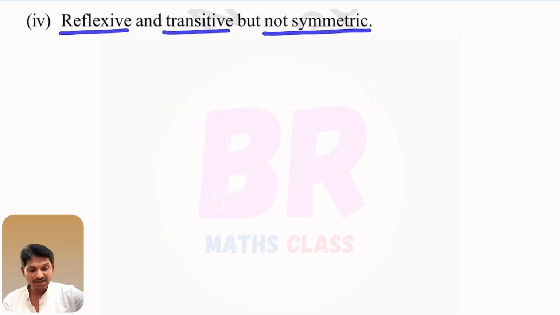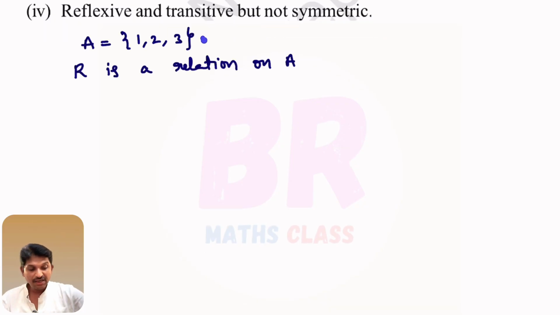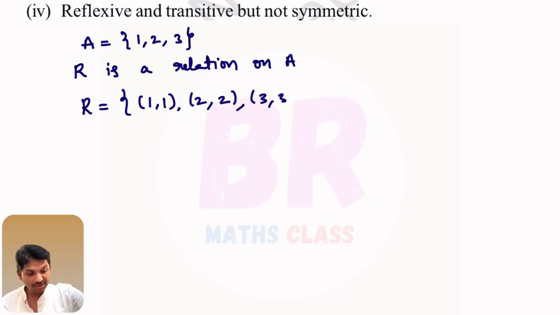Give an example of a relation which is reflexive, transitive but not symmetric. You observe I have taken set A and R is a relation on A. I'll give an example. In the question, as they are saying, this relation is reflexive, so 1 comma 1, 2 comma 2, 3 comma 3 must exist. And they are saying that this relation is transitive also.